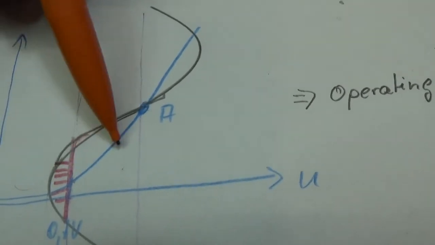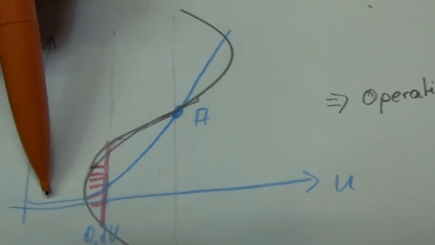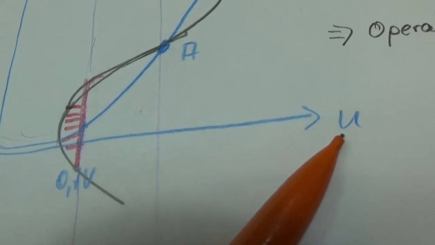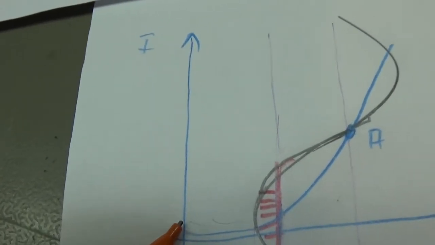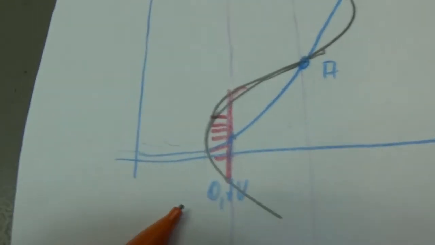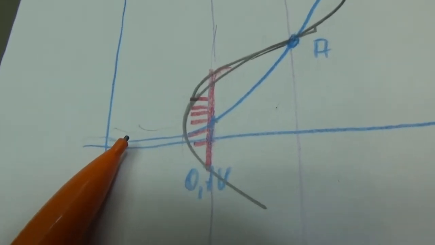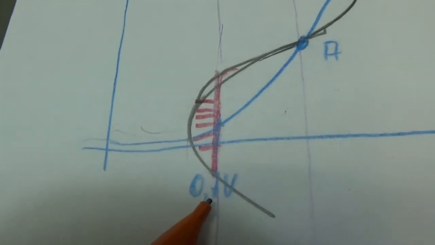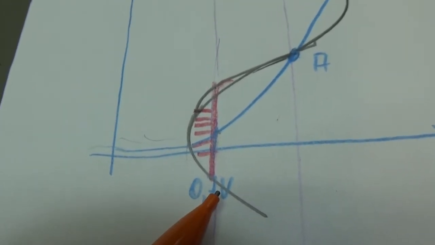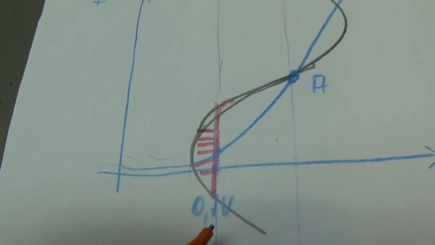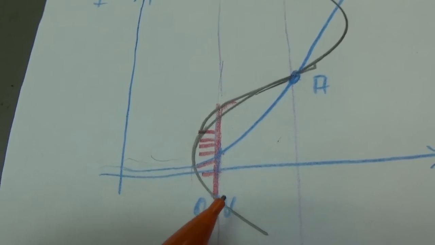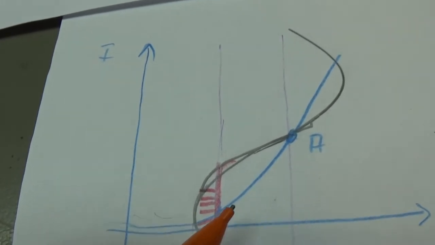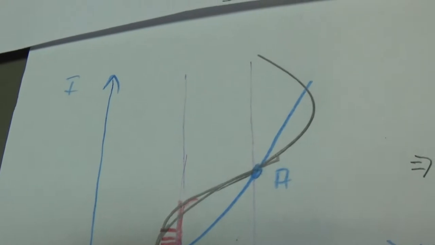The blue line here is a normal curve of a diode. The x-axis is voltage, and the y-axis is current. We know that a silicon diode will start working at 0.7 volt. So if you put 0.7 volt to the anode of a diode, then it starts working, and a current can flow through the diode.